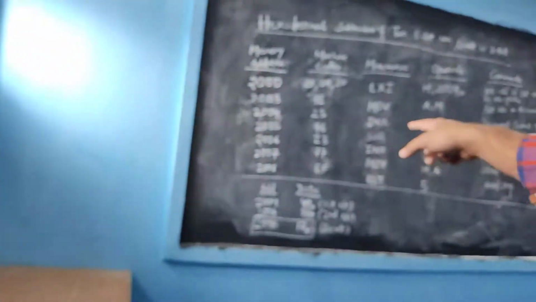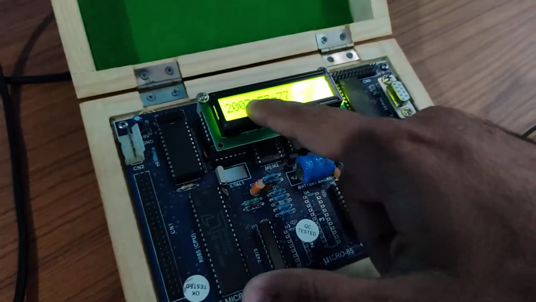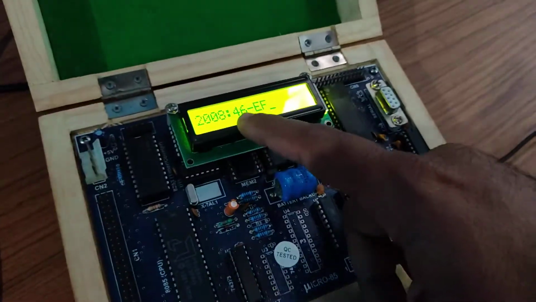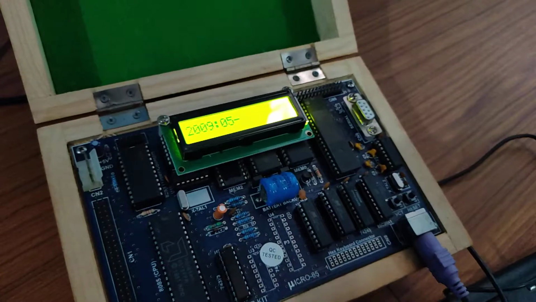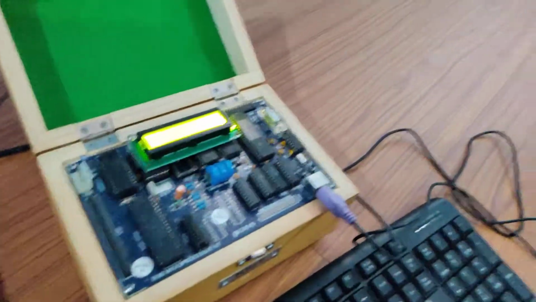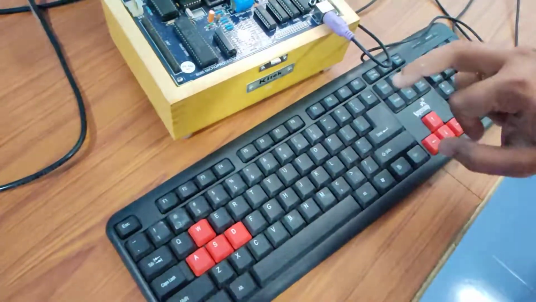Next is 2007. 2007 is MOV M, A. The opcode is 77. So you give 77. Enter. Next 2008. RST 5, opcode is EF. So you give EF. Enter. After giving all the codes, your program gets completed at address 2008. Next you press the escape button. So the codes are entered. Then you press enter.